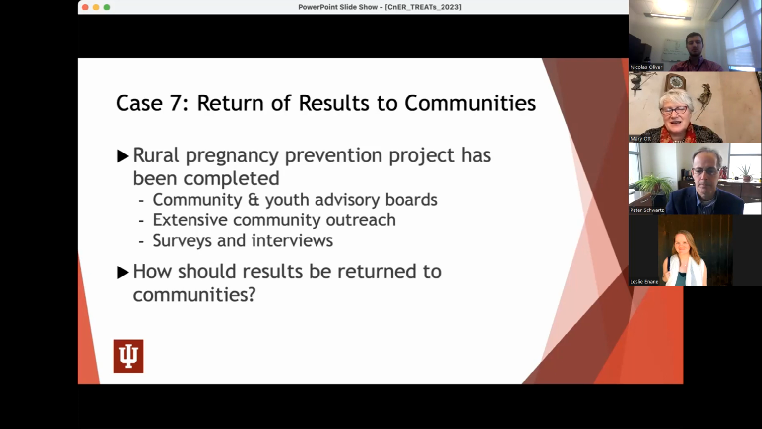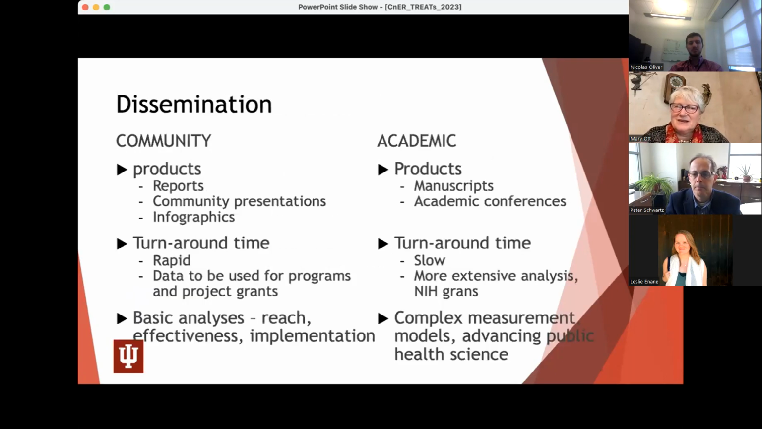And the question is, how then do we return results to communities? What's the right way to return them? It's hard because there's community dissemination versus academic dissemination. Community products are reports that are front and back of a piece of paper, or an electronic version of that, or an infographic, or a community presentation. For this particular project, we did a rapid analysis of the final results so that we could do a community presentation on it.